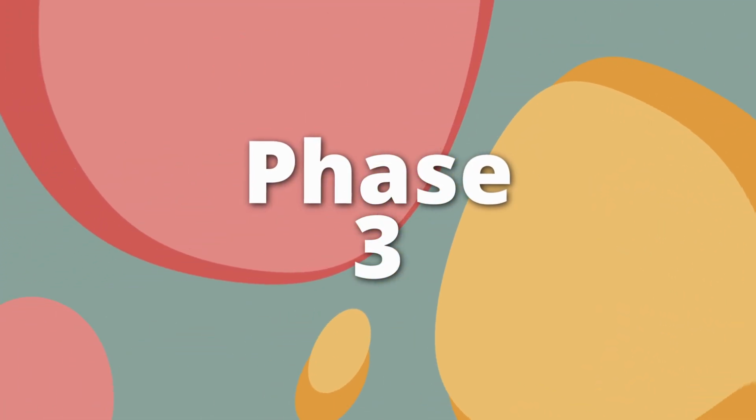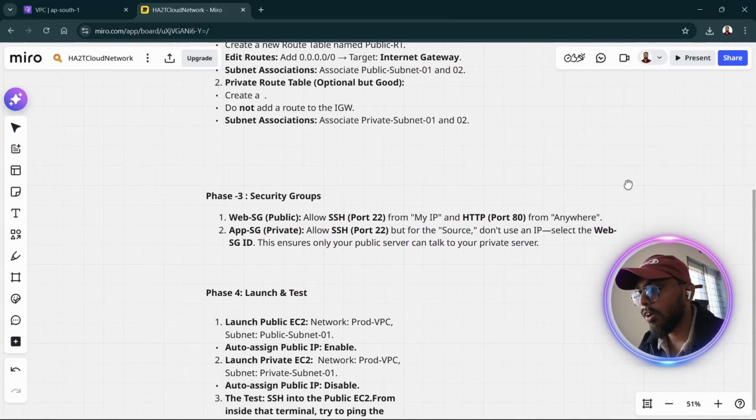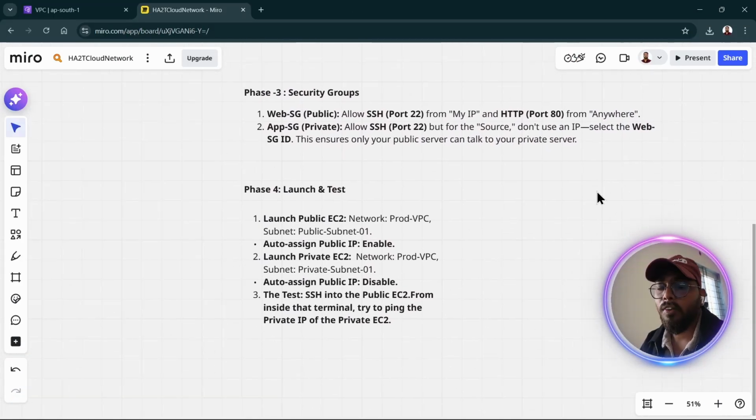Now let's move on to phase number 3, which is security groups. Why do we need security groups? Security groups are nothing but a firewall. It serves as an extra layer of security. You want to make your system as secure as possible by adding layers of security, so the security group is also one of the layers.